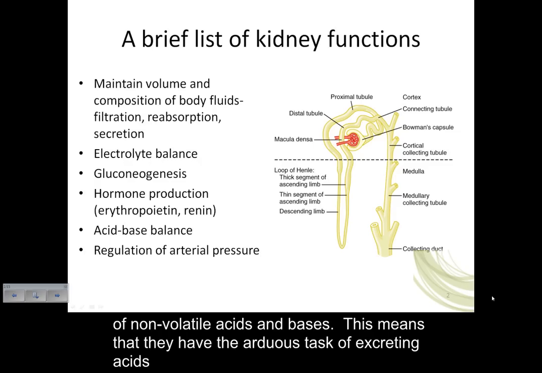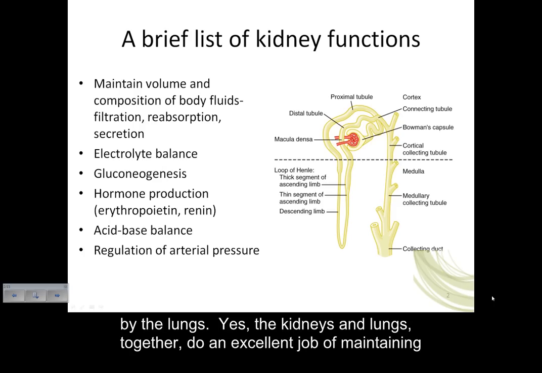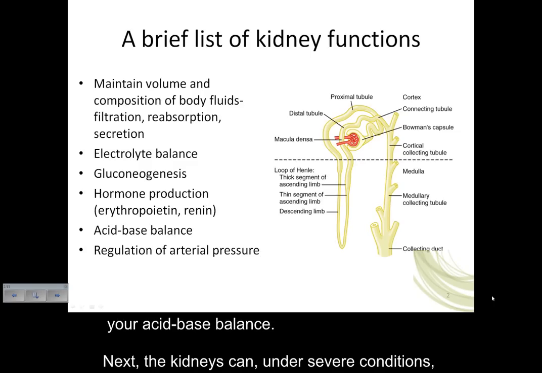The kidneys are also very important in ridding your body of non-volatile acids and bases. This means that they have the arduous task of excreting acids and bases that are not in a gas form. Acids that are in a gas form are removed from the body by the lungs. Yes, the kidneys and lungs together do an excellent job of maintaining your acid-base balance.